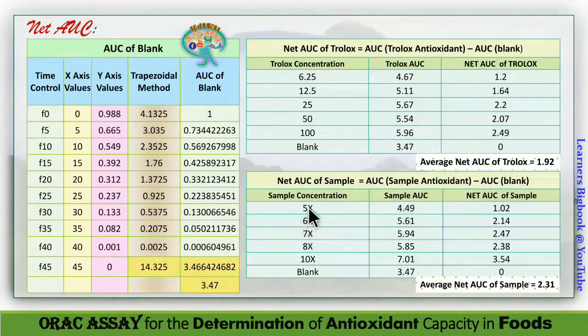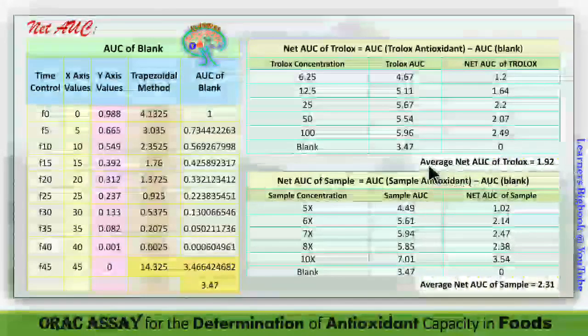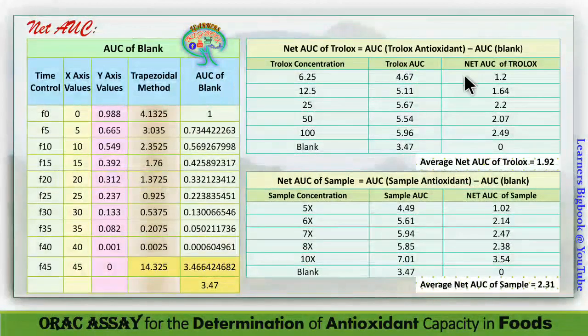Further, net AUC of sample is AUC of sample antioxidant minus AUC of blank. Here these are the fold dilutions, the concentrations, the blank and the AUCs. That is the net AUC of sample: 4.49 minus 3.47, 5.61 minus 3.47, like this, and this will be the net AUC of samples corresponding to the concentrations. Now further we are going to take the average: the average of the Trolox net AUC will be 1.92, and the average of the net AUC of sample is 2.31.